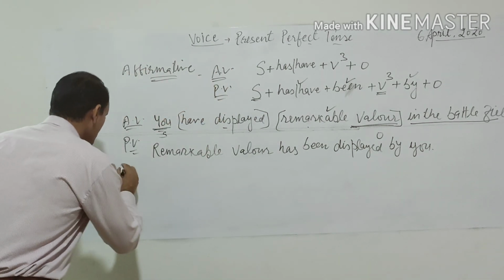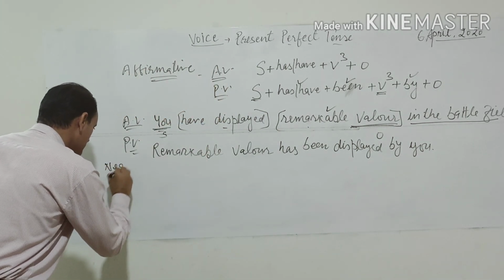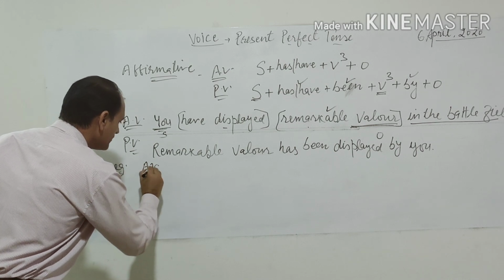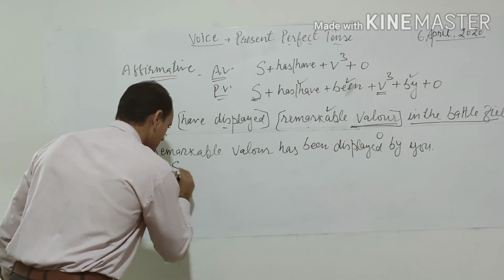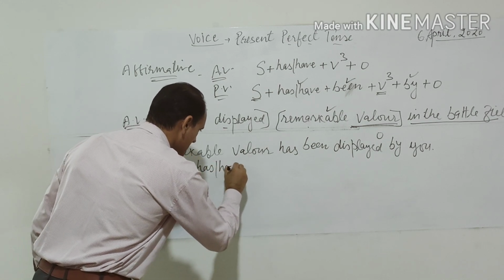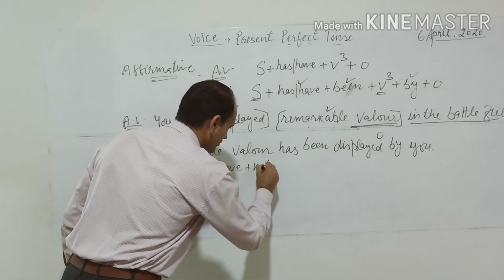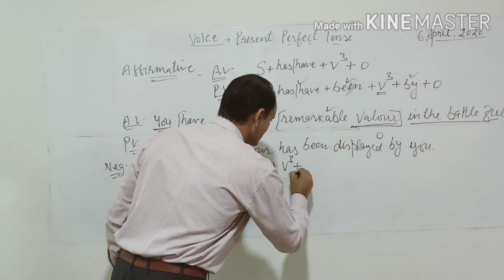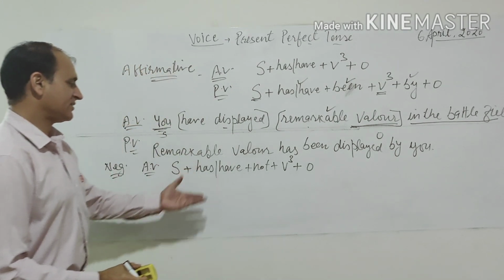Now let's see negative sentence. In negative sentence, the active voice structure becomes subject plus has or have, followed by not, then we use third form of the verb and then object.